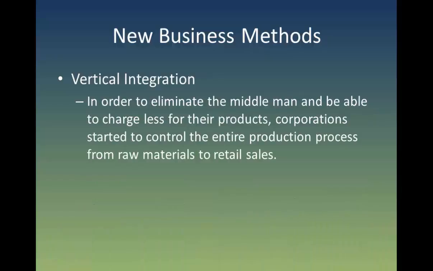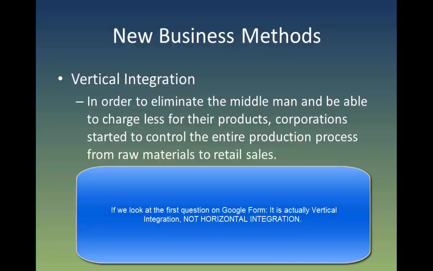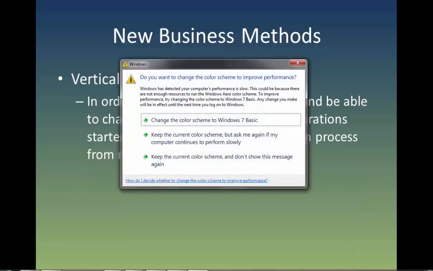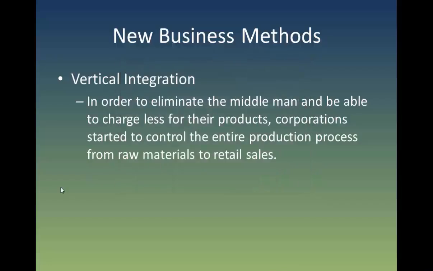Moving right on your graphic organizer, we see vertical integration, the vertical arrow. In vertical integration, corporations control, you need to write, the entire production process from raw materials to retail sales. The entire production process from raw materials to retail sales. That's vertical integration. Whoops. I hate when that happens.